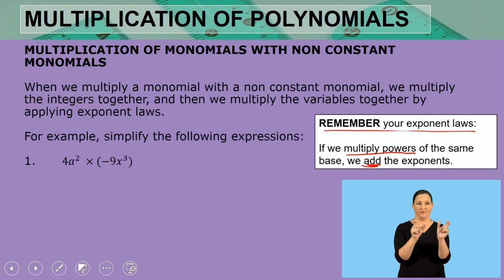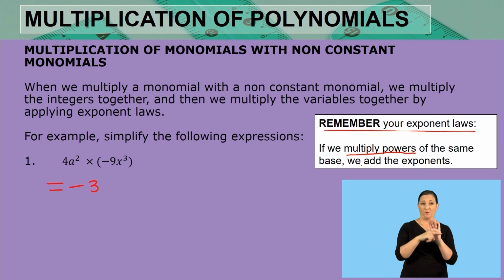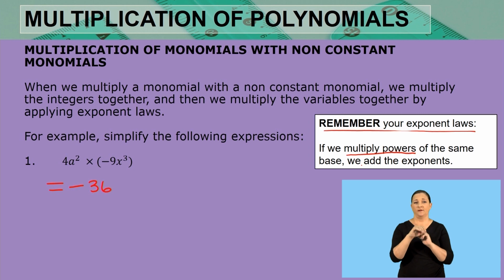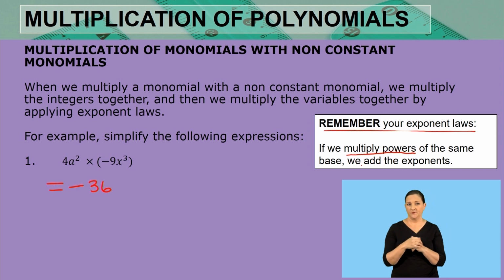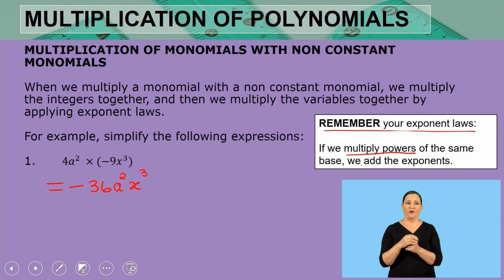So now we have 4a squared multiplied by negative 9x cubed. So what do we have there? We are going to say 4 multiplied by a negative 9. That will give us a negative 36. Now we look at a squared and x cubed. They are not the same base, so we are going to just write them as they are, and that is going to be a squared and x cubed as our answer.